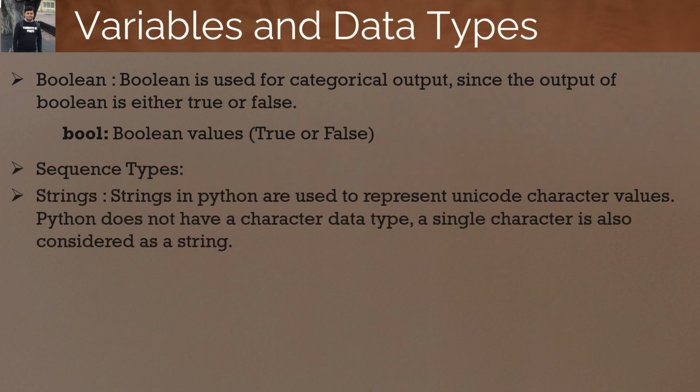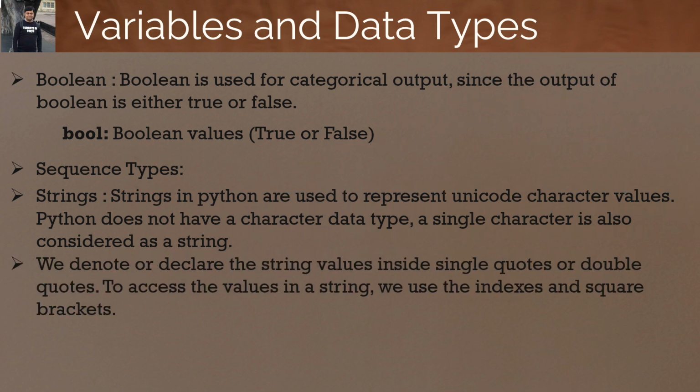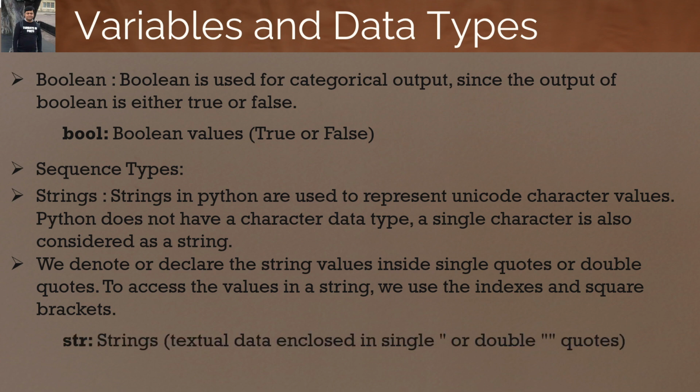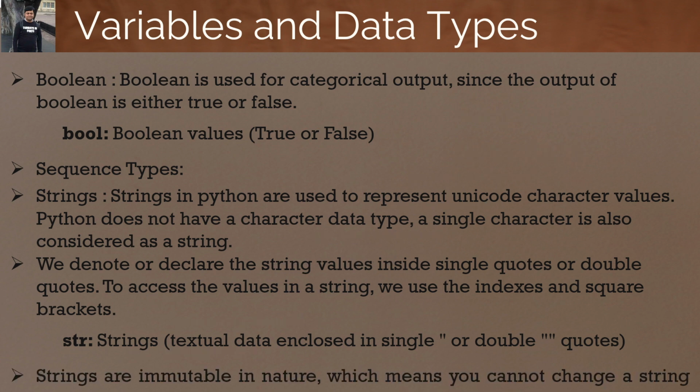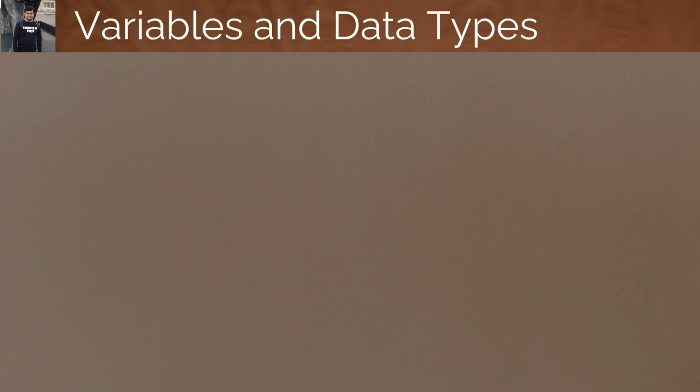Sequence types. In the sequence types, first is the string. Strings in Python are used to represent Unicode character values. Python does not have a character data type. A single character is also considered a string. We declare the string values inside single quotes or double quotes. To access a value in a string, we use indexes and square brackets. So you can use str for a string, which is textual data enclosed in single or double quotes. Strings are immutable in nature, which means you cannot change a string.